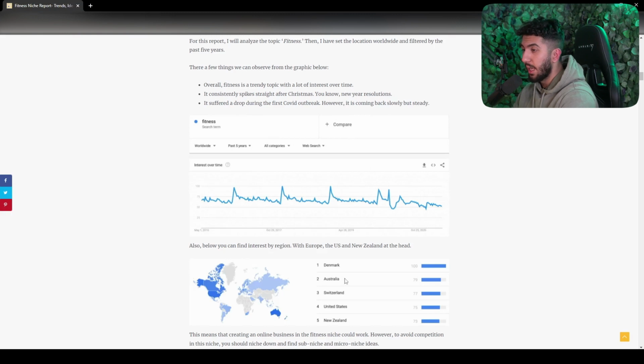So you can see here the countries that have been searched for this topic, fitness, and one of them is a country in Europe, which is Denmark, taking over Australia, Switzerland, United States, New Zealand. Basically you can see Denmark isn't that big of a country, but has more searches than the US and Australia, guys. So this is one of the European countries. You can sell in Denmark, you can sell in Sweden, you can sell in Norway, you can sell in Finland, and no matter what country you sell in, you're going to have great results.